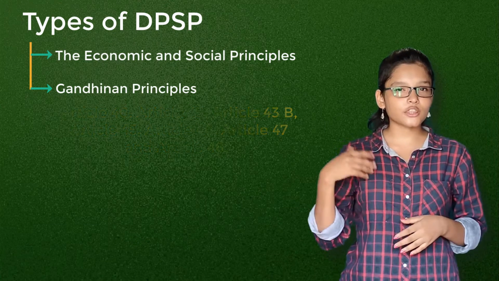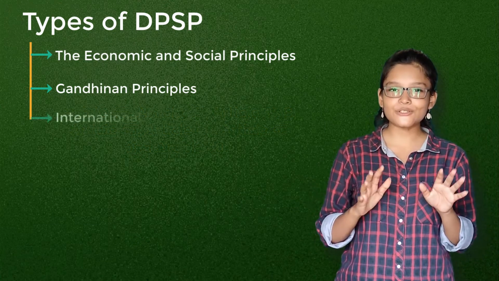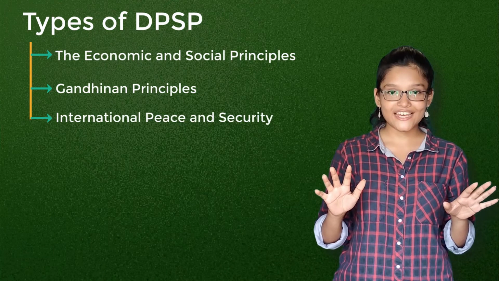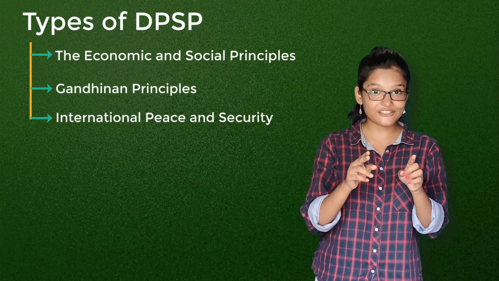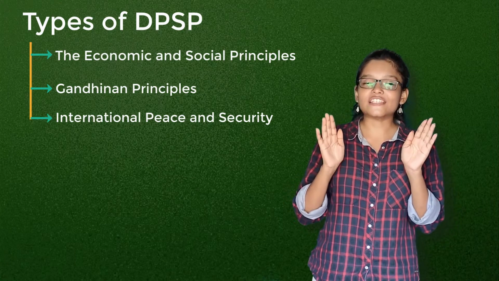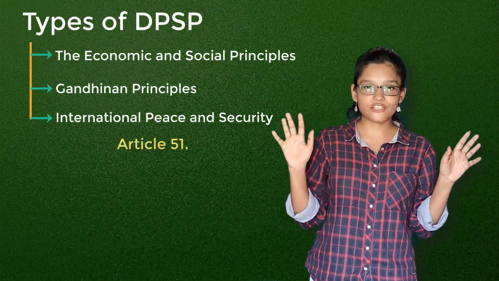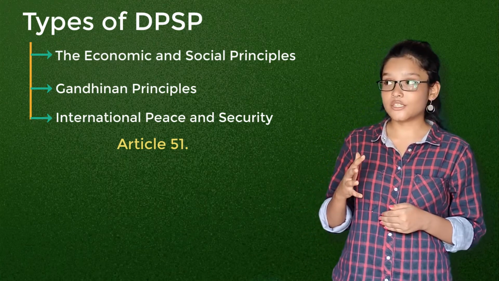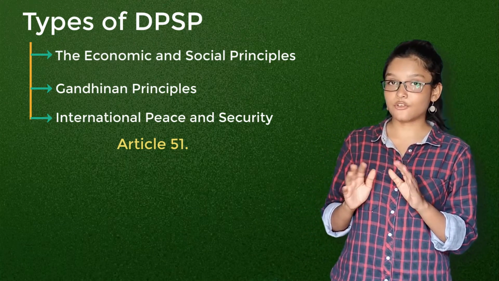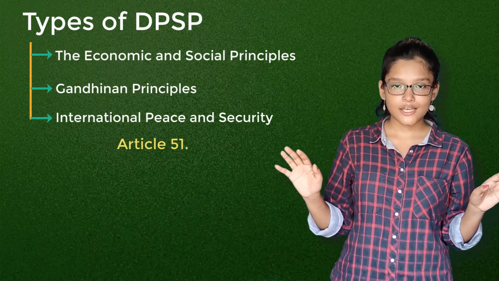Now moving on to the third type, that is international peace and security. To promote international peace and security, the directive is enshrined in Article 51 of the Indian Constitution. It also strives to maintain honorable relations with all other nations.